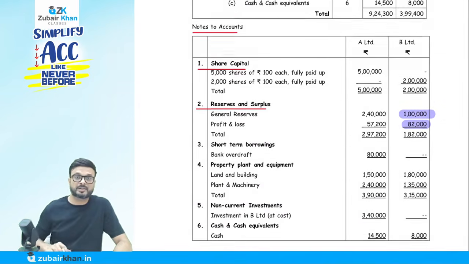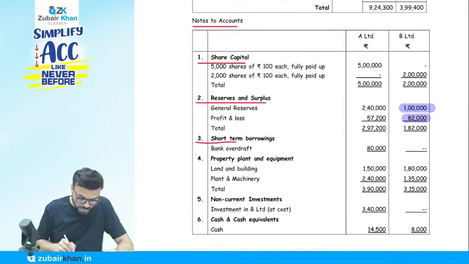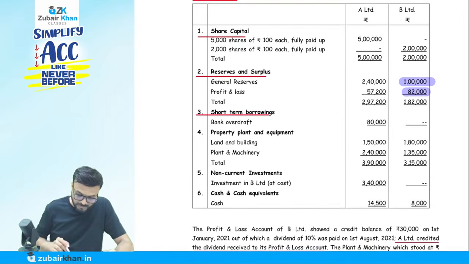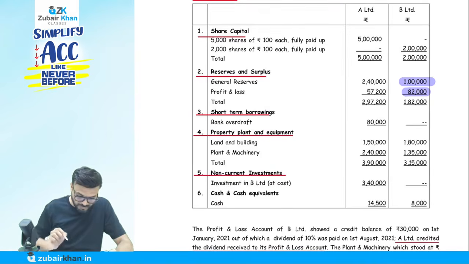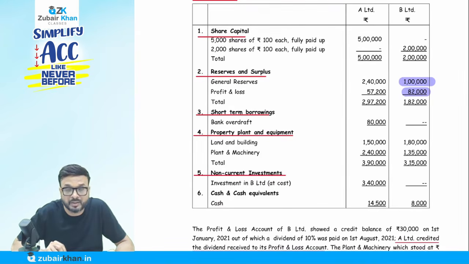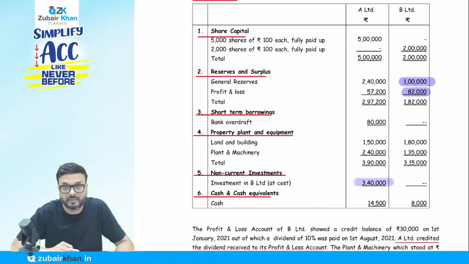Reserve and surplus: general reserve 2 lakh 40,000 and 1 lakh; profit and loss account 57,200 and 82,000. Short term borrowing, bank overdraft 80,000. Property, plant and equipment: land and building 1 lakh 50,000 and 1 lakh 80,000; plant and machinery 2 lakh 40,000 and 1 lakh 35,000. Then non-current investment, that is investment in B Limited at cost 3 lakh 40,000. Then cash and cash equivalent, cash 14,500 and 8,000.